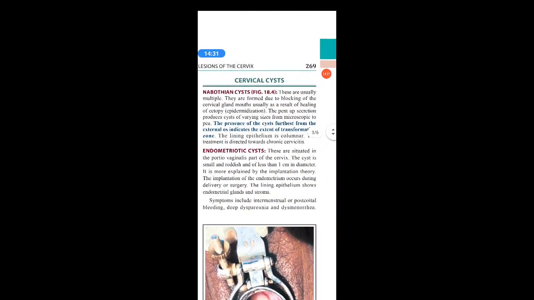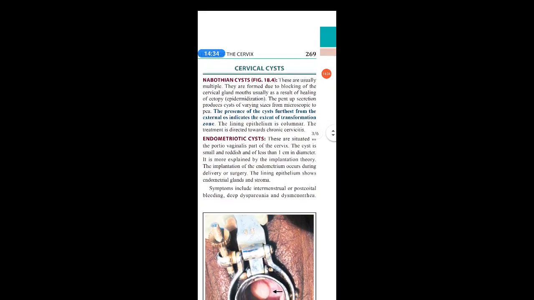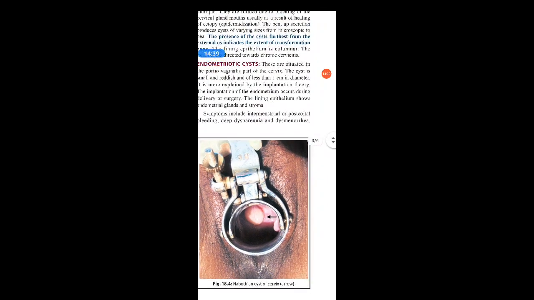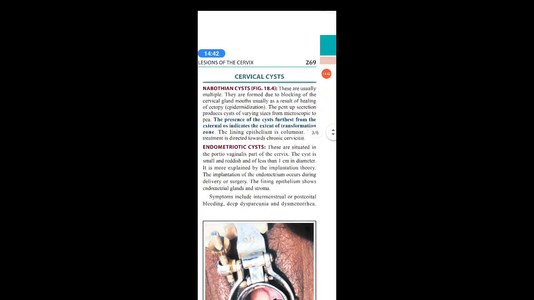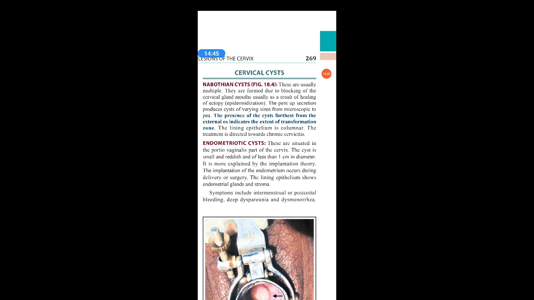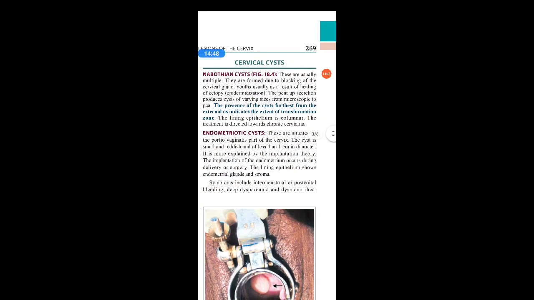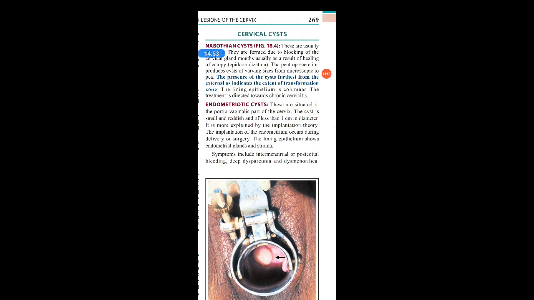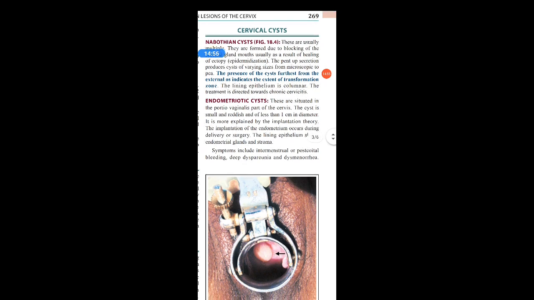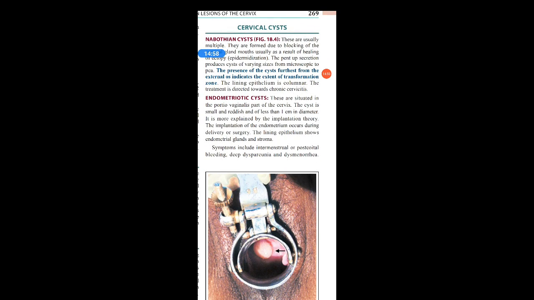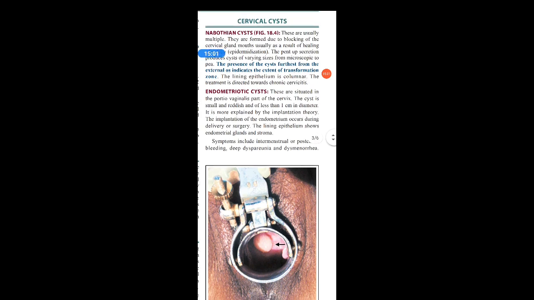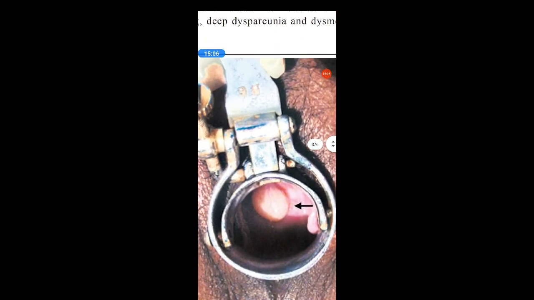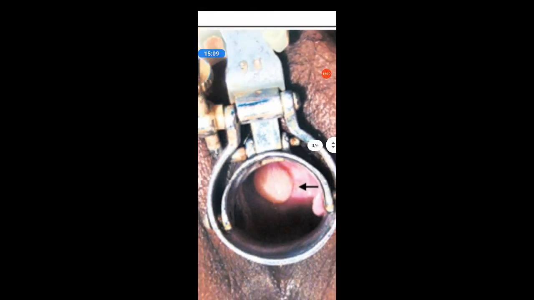Coming to cervical cysts: Nabothian cyst and the endometriotic cyst. Nabothian cysts are usually multiple. In the diagram you can see the Nabothian cyst of the cervix. They are formed due to blocking of the cervical gland's mouth, usually as a result of healing of ectopy. The pent-up secretions produce cysts of varying sizes from microscopic to pea-sized. The presence of a cyst furthest from the external os indicates the extent of the transformation zone. The lining epithelium is columnar and the treatment is directed towards chronic cervicitis. You have to treat it in the line of chronic cervicitis.